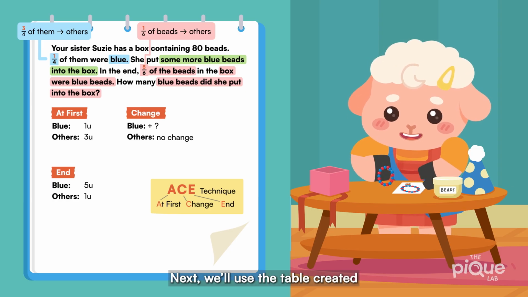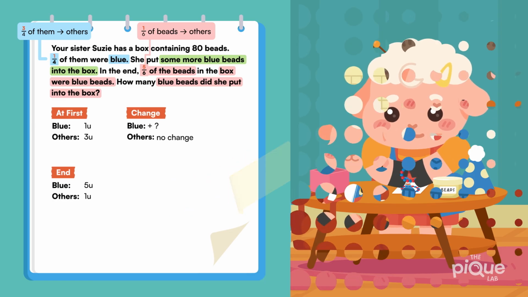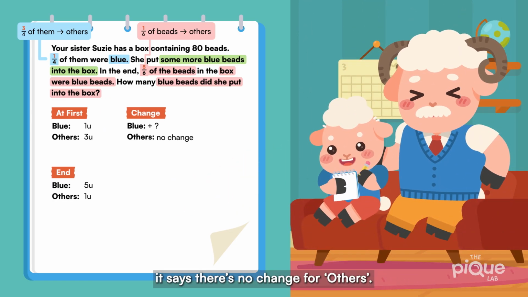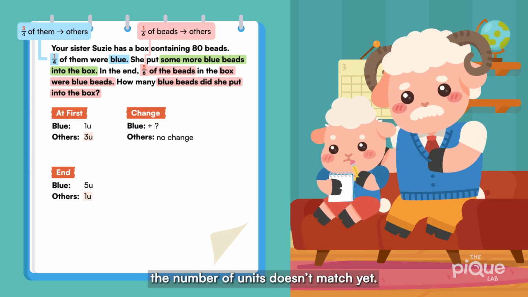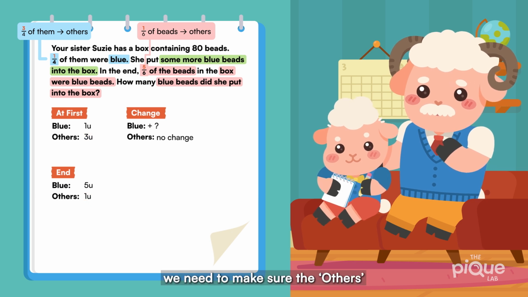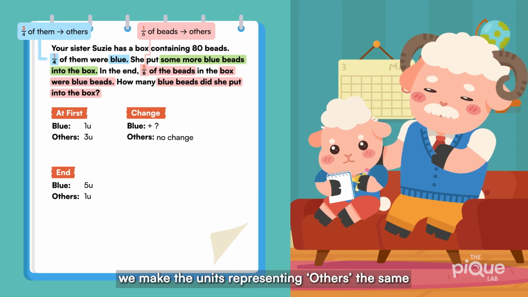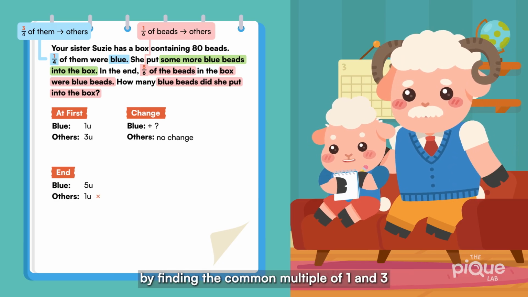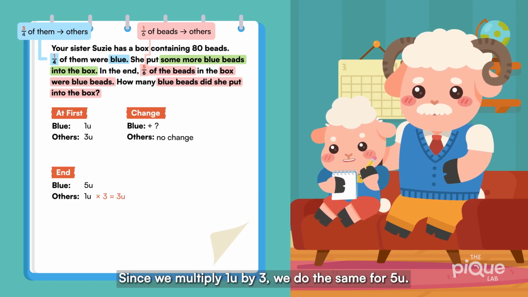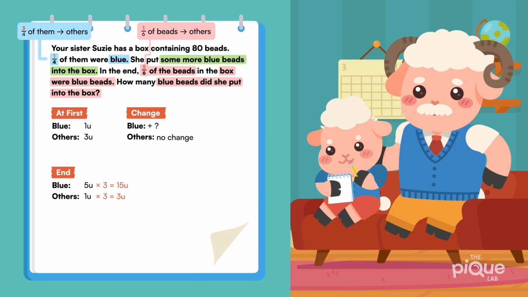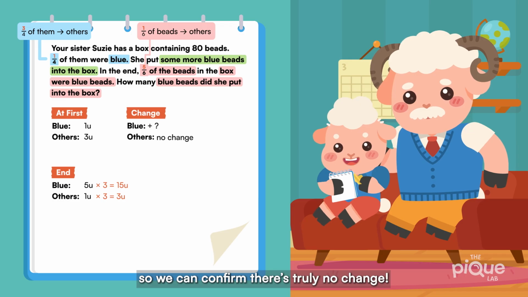Next, we'll use the table created to determine how many blue beads are put into the box. When we look at the change column, it says there's no change for others. But if we compare at first and end, the number of units don't match yet. Before moving on, we need to make sure the others really remains unchanged. To do that, we make the units representing others the same by finding the common multiple of 1 and 3, which is 3. Since we multiply 1 unit by 3, we do the same for 5 units. Now the others' values in at first and end match, so we can confirm there's truly no change.